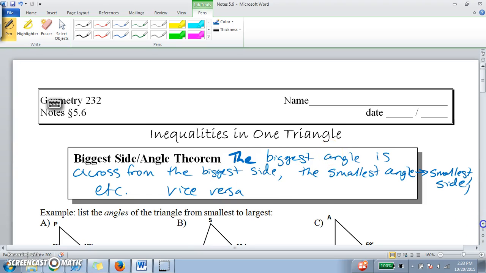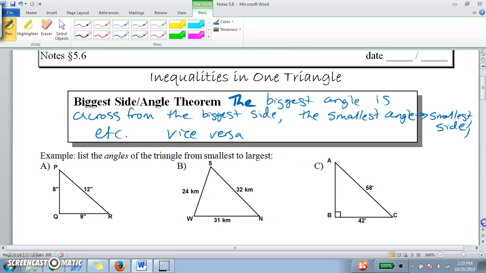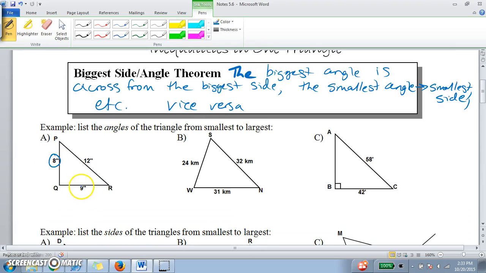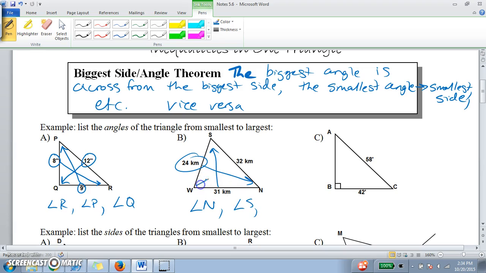So it says list all the angles of the triangles from smallest to largest. Well, if we look at the sides of this triangle, we've got 8, 9, and 12 in that order from smallest to largest. So 8 is across from angle R, so that would make angle R the smallest angle. 9 is across from angle P, so that comes next, and 12 is across from angle Q, so that's the biggest. Same thing here, 24 is the smallest number out of all of these, so angle N comes first, 31 is next, so S is next, 32 is the biggest, so W is the biggest.